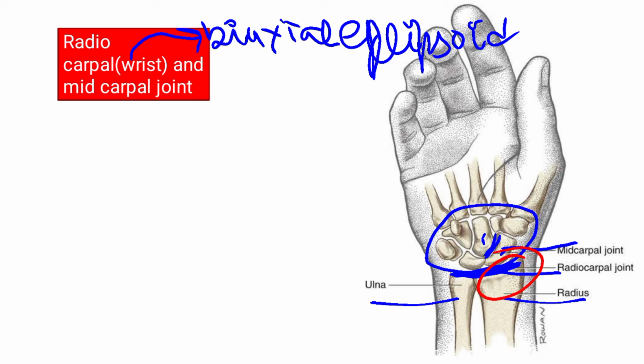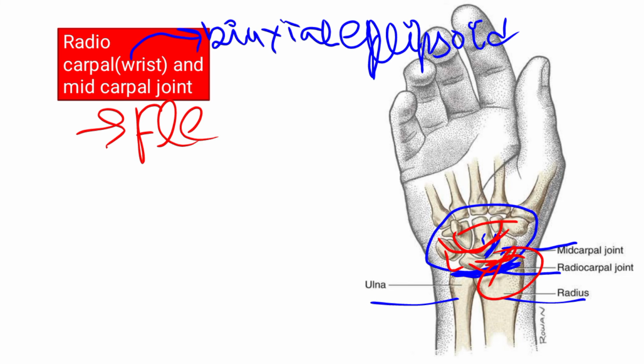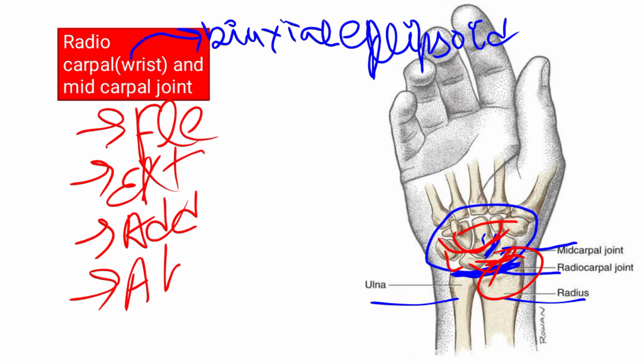and the articular disc, articulating distally with the scaphoid, lunate, and triquetral bones. The midcarpal joint is formed between the proximal and distal rows of carpal bones. Here is the proximal row and this is the distal row, and the joint between these is the midcarpal joint. The movements involved here are flexion, extension, adduction, and abduction.